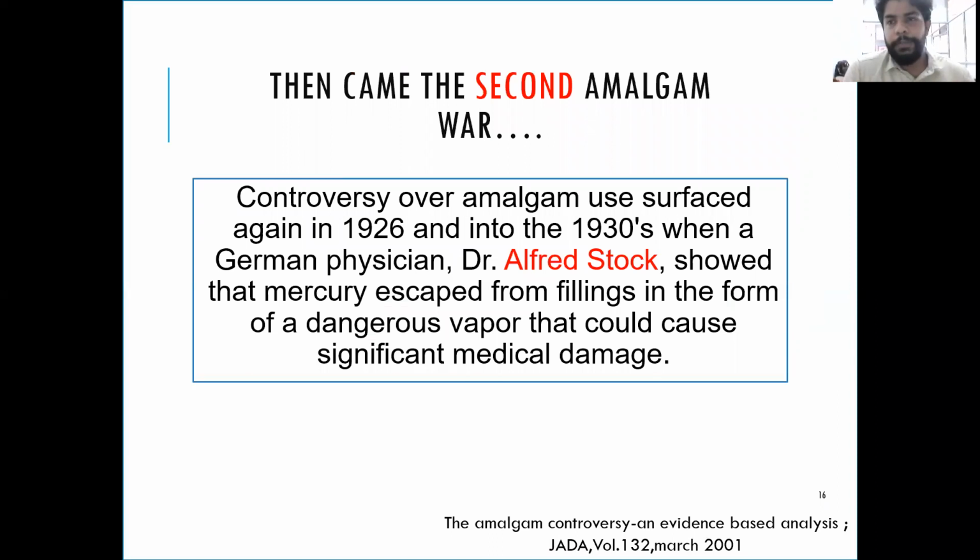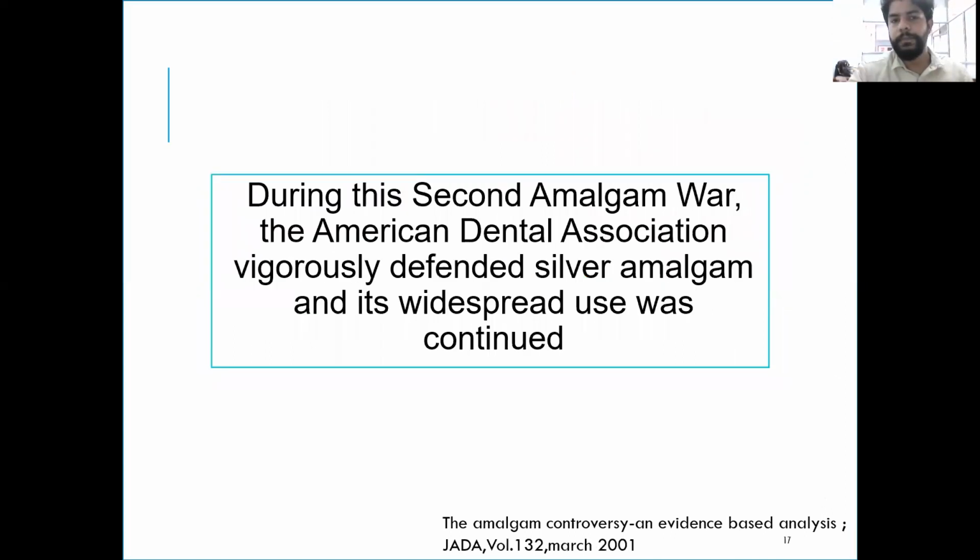The end of the first amalgam war led to the beginning of the second amalgam war. This started as controversy over amalgam use resurfaced in 1926 and into the 1930s when a German chemist named Alfred Stock showed that mercury escaped from the fillings in the form of a dangerous vapor that could cause significant medical damage. During this second amalgam war, the American Dental Association vigorously defended silver amalgam and its widespread use was continued.